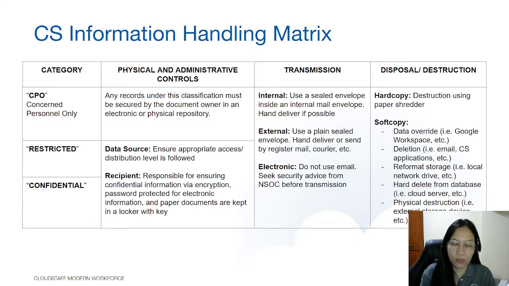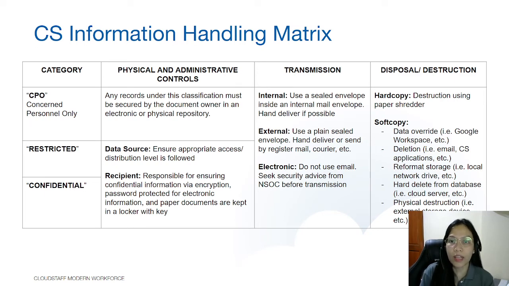For both restricted and confidential, the data source should ensure the appropriate access or distribution level is followed. And if you are the recipient, you need to make sure that electronic information is password protected and encrypted, and paper documents should be kept in a locker with a key. In terms of transmission, this will be applicable to all three.